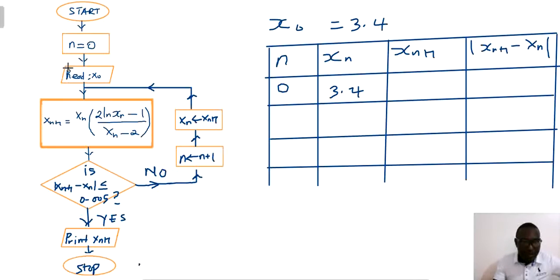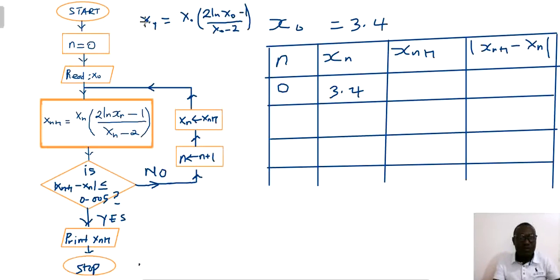Then we are moving downwards with our flow chart. When smaller n is 0, we are going to get here x1 being equal to x naught into bracket 2 ln x naught minus 1 all over x naught minus 2. So meaning that x naught is just coming here and we shall be computing x1. So with our calculators ready, let us get started here. When you compute on the calculator here, we shall get 3.5155.